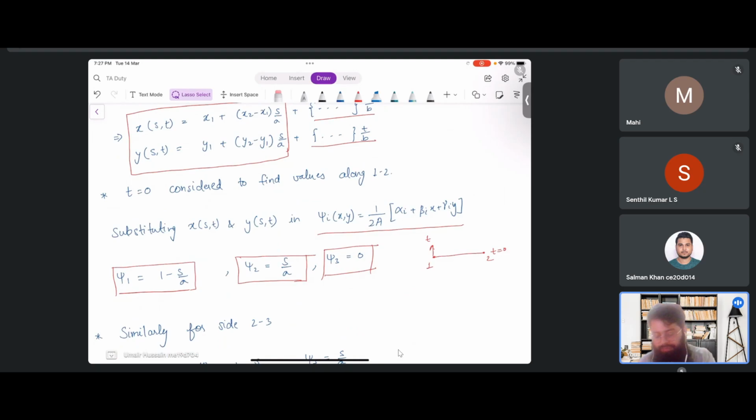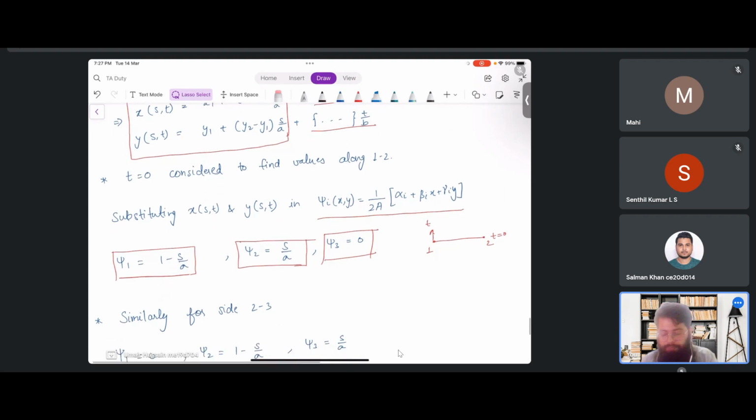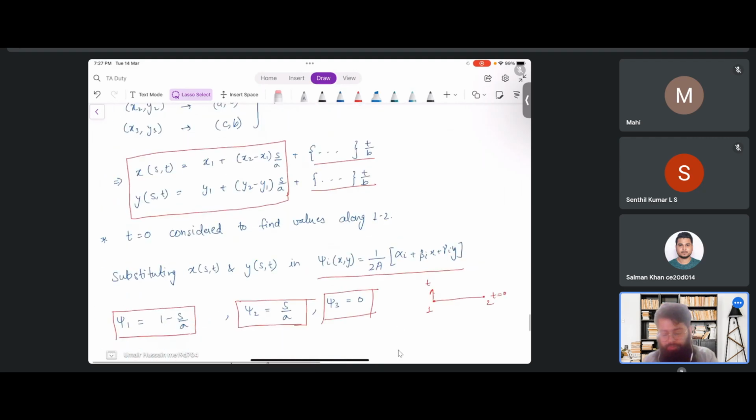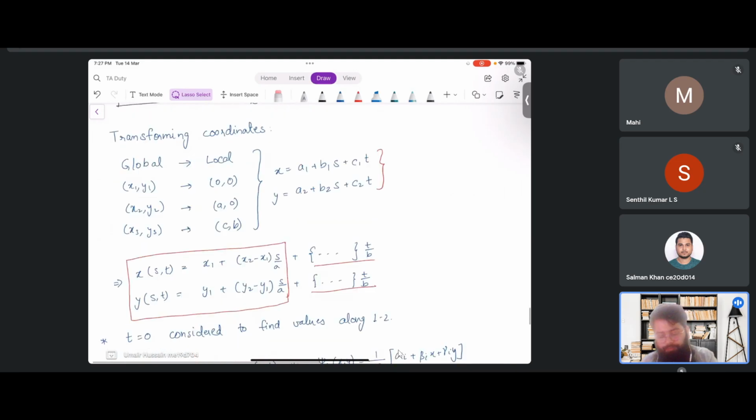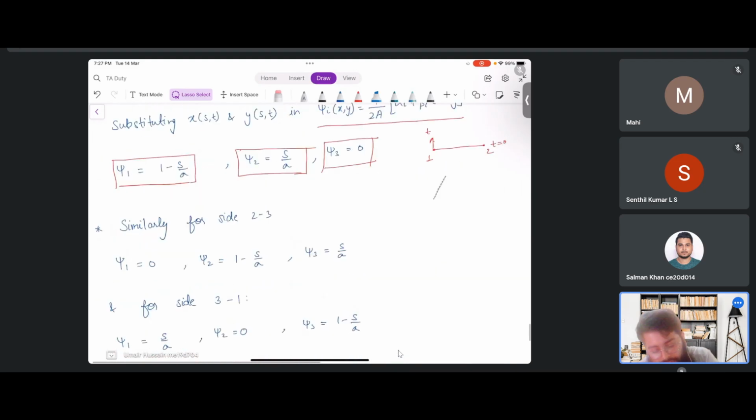And if you remember, these psi 1, psi 2 are nothing but the approximation functions that we derived for 1D elements in the natural coordinate system. And that's exactly what we are doing here. It's just a shift from the 2D coordinate system to the 1D coordinate system. So likewise, we can do that same transformation. Here we had this triangle.